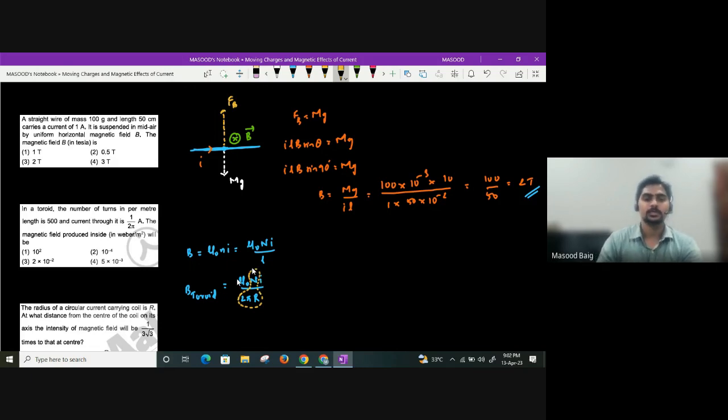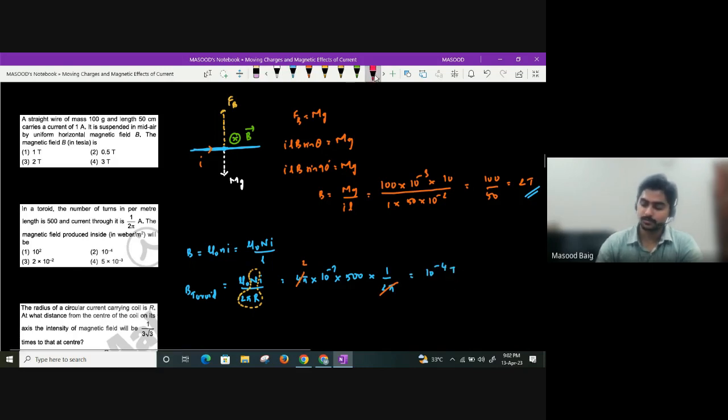So what are they asking? They are asking us to calculate the magnetic field. The mu naught value is 4 pi into 10 power minus 7. What is the number of turns per unit length given as? 500. What is the current flowing through it? 1 by 2 pi. So what will I get? 2 pi cancels, and you will get 2 here. So 2 and 500 will be 1000. 1000 into 10 power minus 7, you will get it as 10 power minus 4 Tesla.